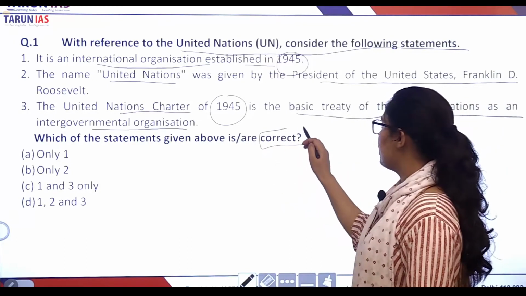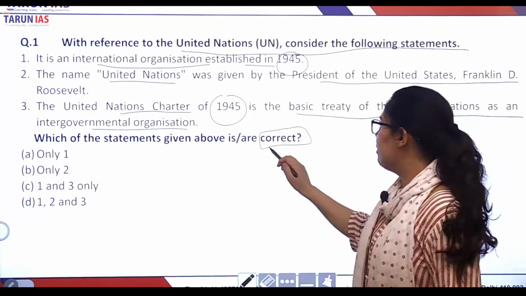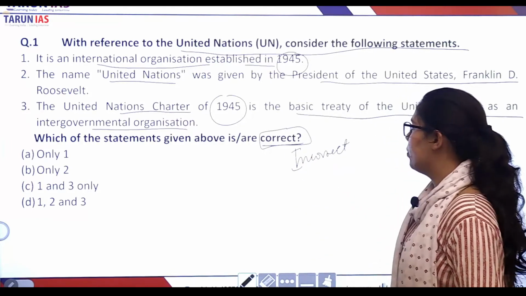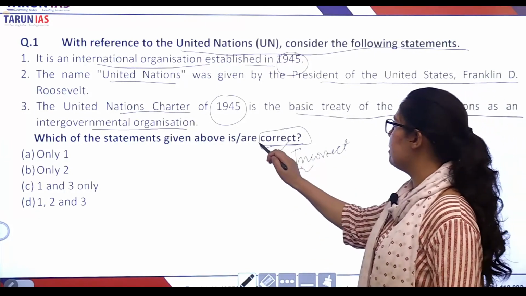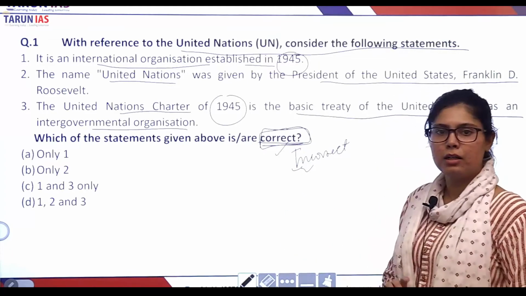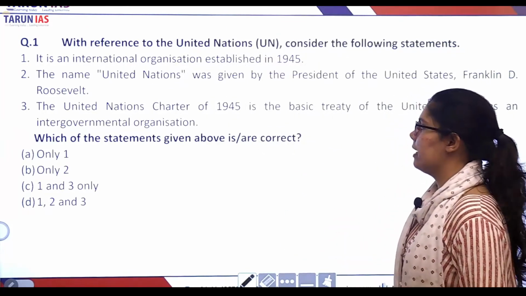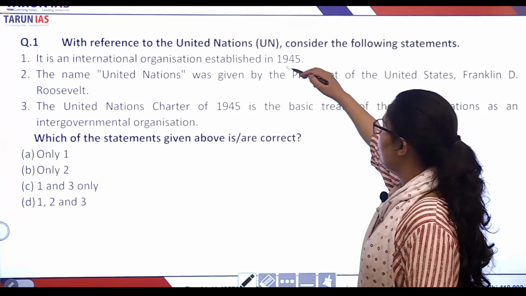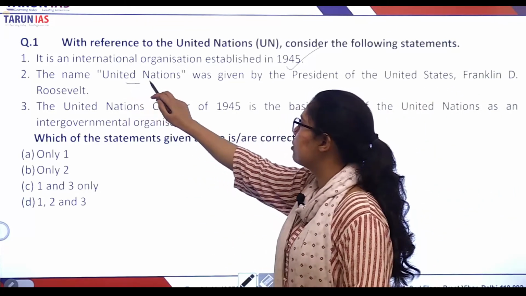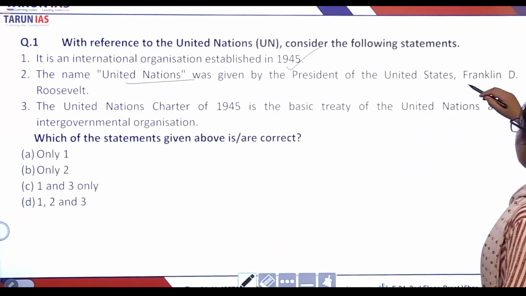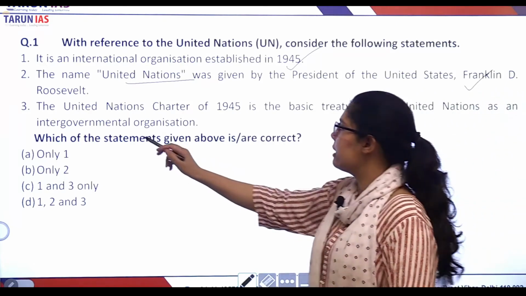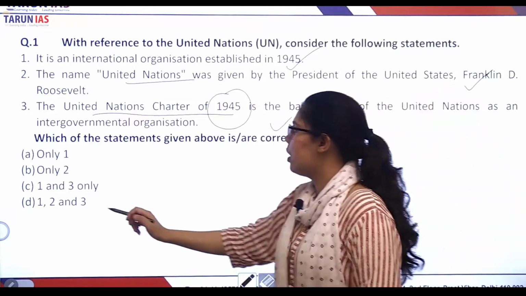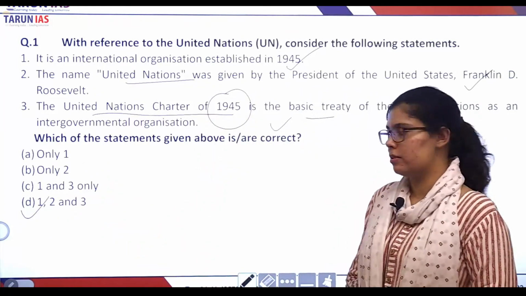Now when you solve an MCQ, always be mindful whether it is correct or incorrect. First you see this and you quickly mark in your paper whether the correct option has been asked or the incorrect option has been asked. Now, international organization which was established in the year 1945, this is correct. The name United Nations was given by the President Franklin D. Roosevelt, this is also correct. And United Nations Charter of 1945 forms the basic treaty, is also correct. That means all three options are correct.